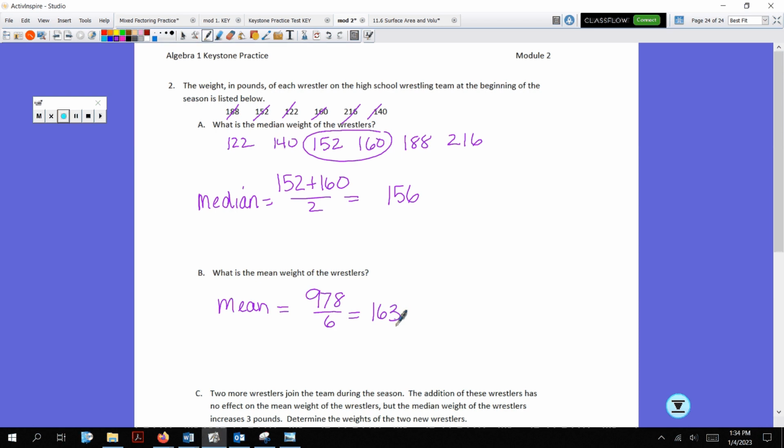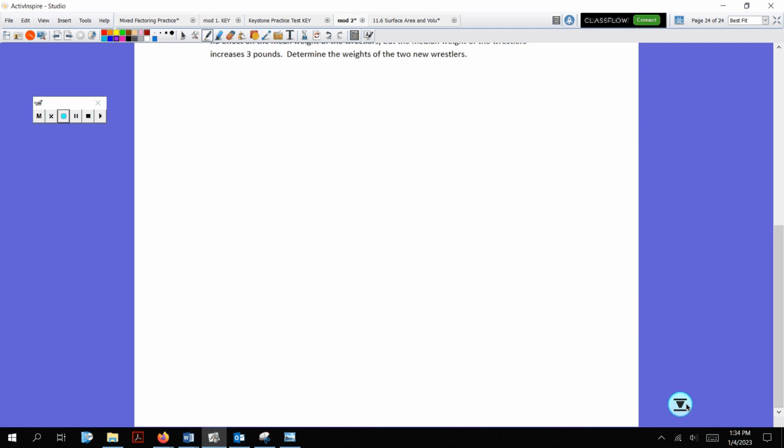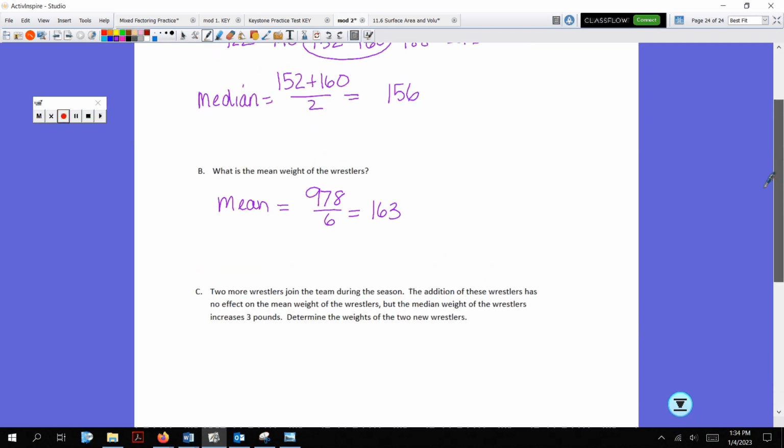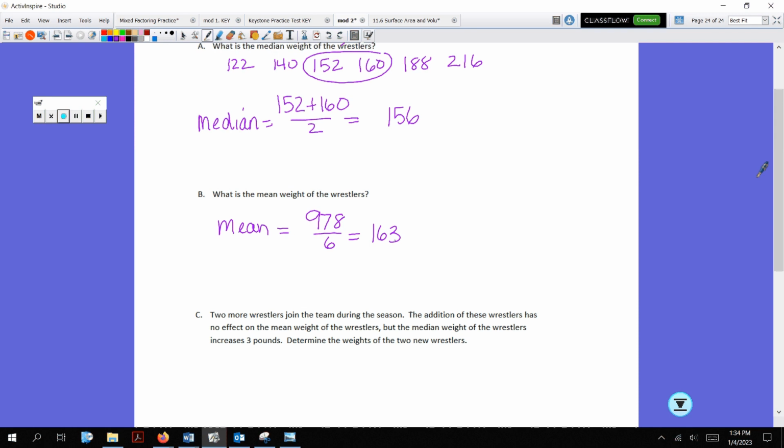Now it says that 2 more wrestlers join the season. The additional wrestlers have no effect on the mean, so the mean's going to stay the same. So now I have 978 plus 1 wrestler plus another wrestler. I'm just putting in variables to figure out what's going on. But now I don't have 6 kids on the team, I now have 8. And it equals 163. I'm looking for more information to figure this out, because it's not magic.